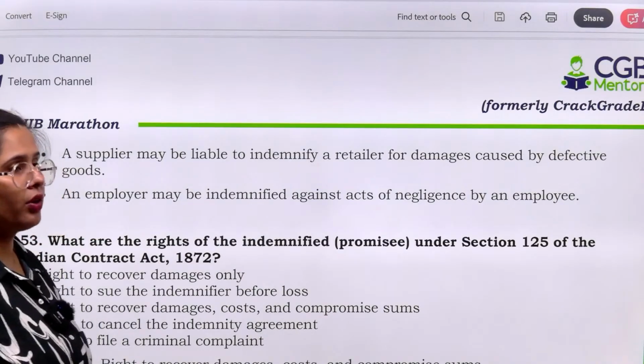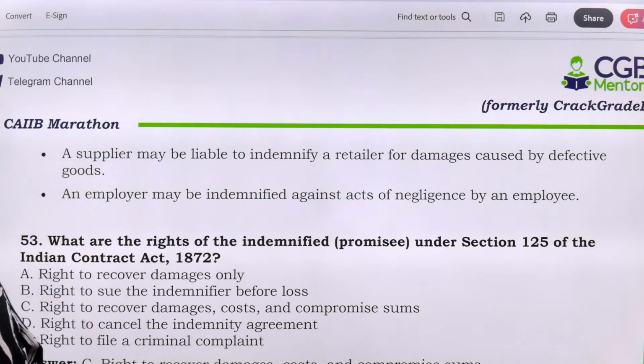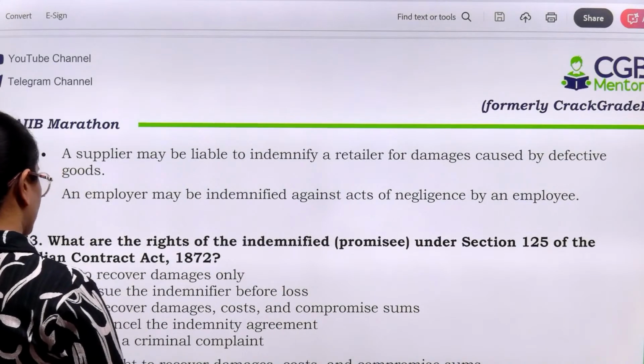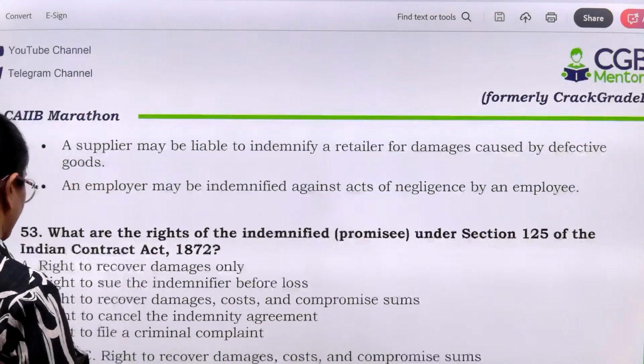What are the rights of an indemnified person? Indemnity का मतलब क्या होता है? Making good the loss that you will incur. So what are the rights of the indemnified person under the Indian Contract Act? Right to recover the damages, costs and compromising sums.